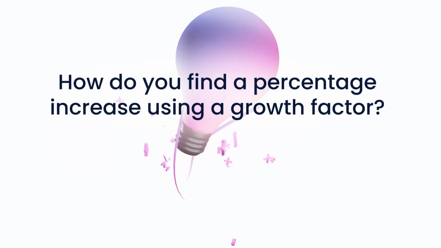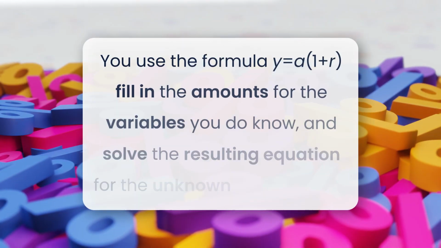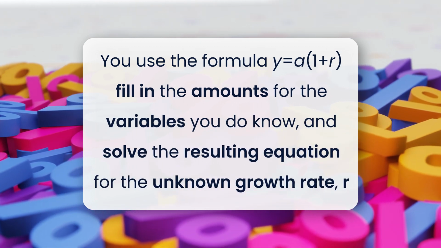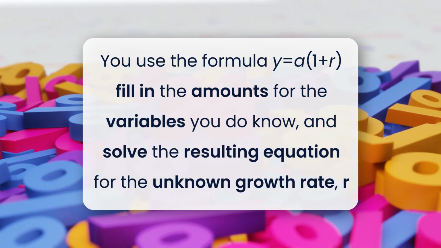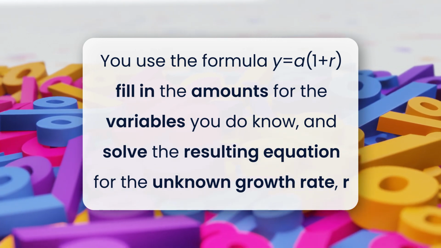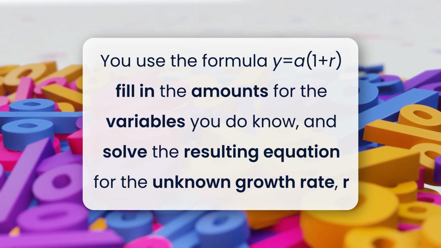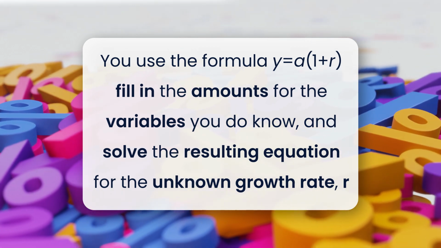How do you find a percentage increase using a growth factor? You use the formula y equals a times the quantity 1 plus r. Fill in the amounts for the variables you do know, and solve the resulting equation for the unknown growth rate, r. Let's look at this through an example.